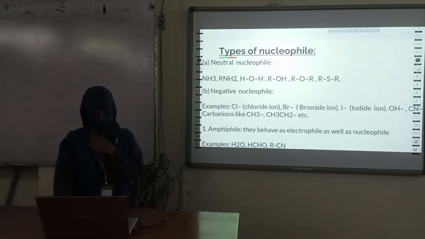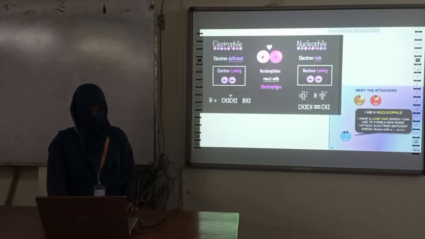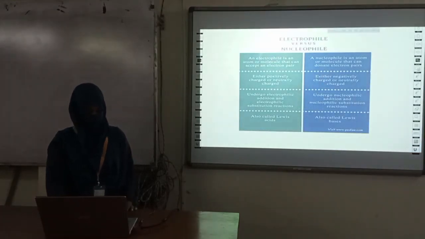Amphiphile: they behave as electrophile as well as nucleophile. Examples: water, aldehyde, etc. Here we see a picture of electrophile and nucleophile. Nucleophile reacts with electrophiles. Difference between electrophile and nucleophile.